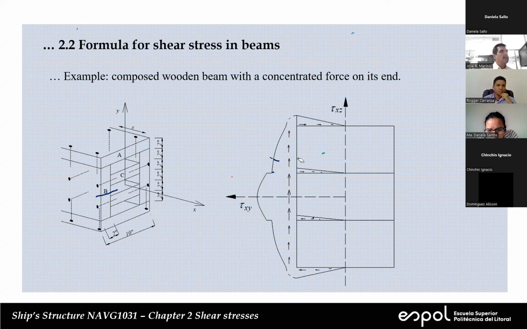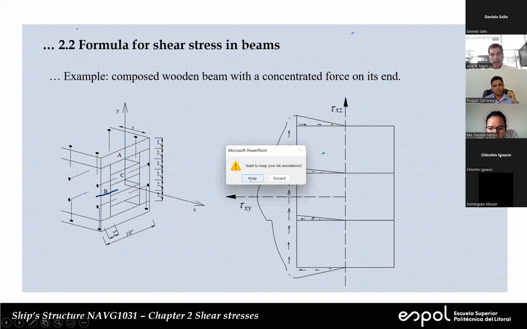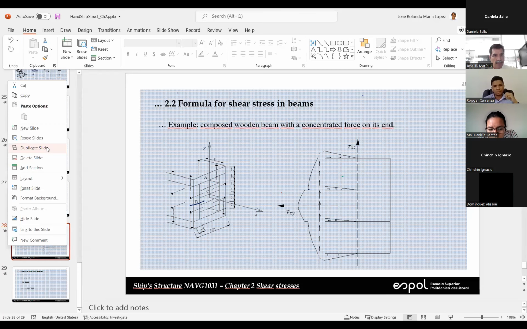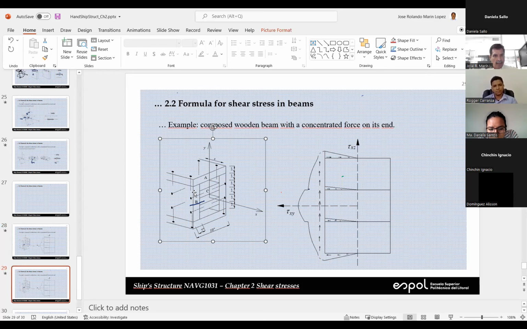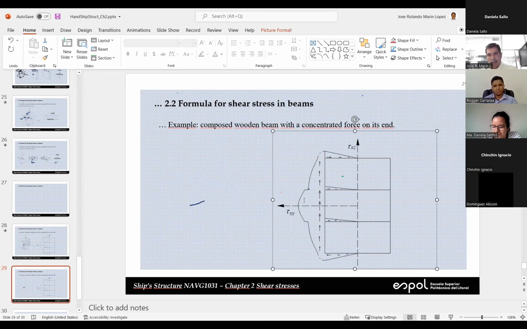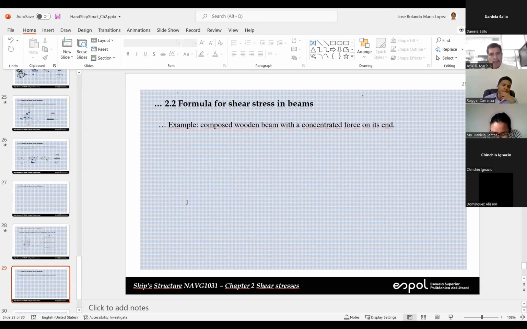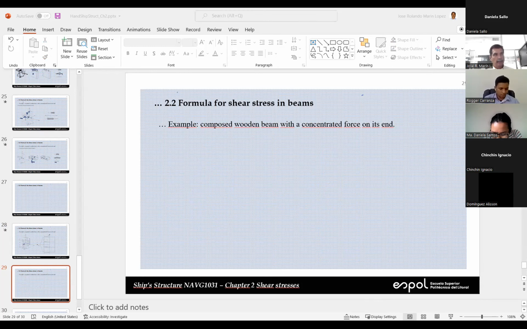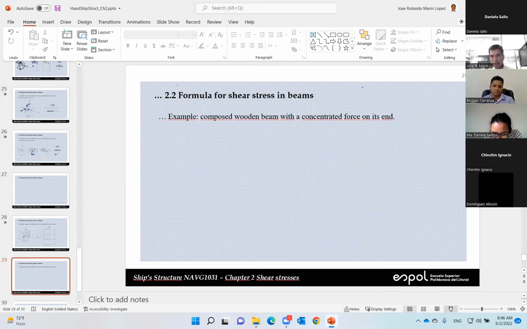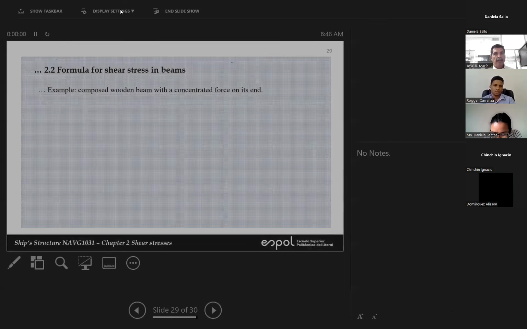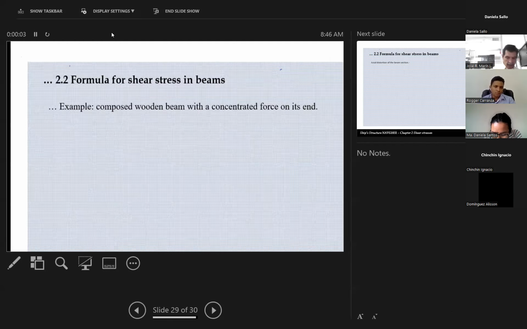Okay, let me open a new second. My screen now, full screen.